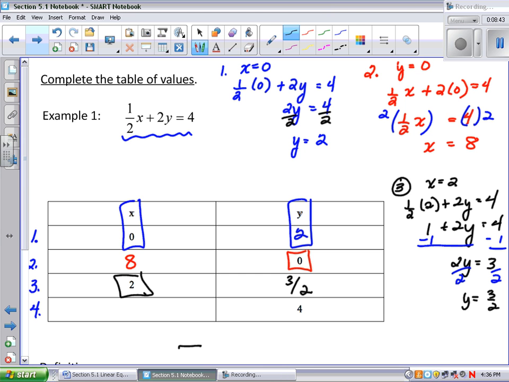And number 4, I'd like you guys to pause the video and try to see if you can find that last value in our table. So pause now.